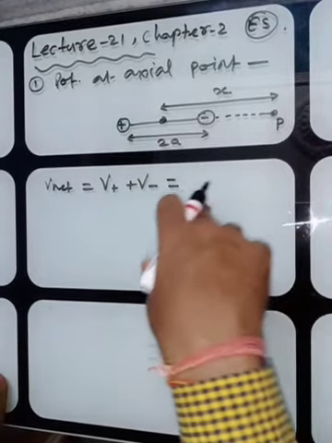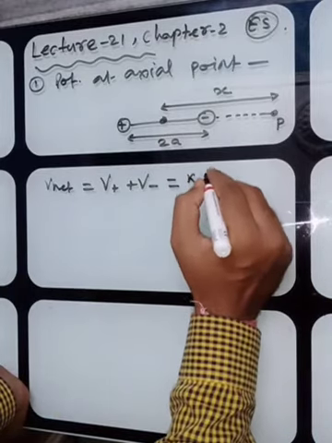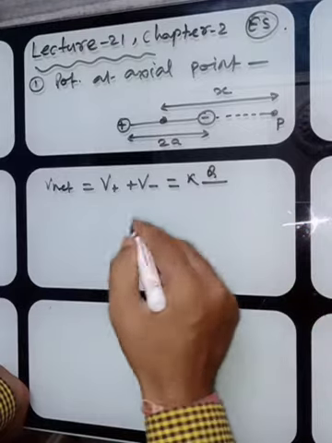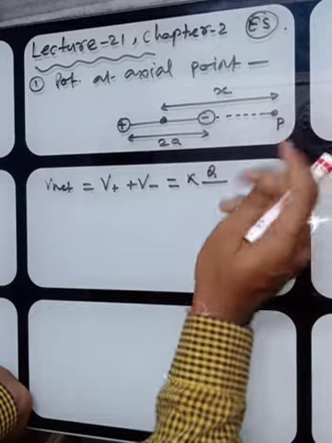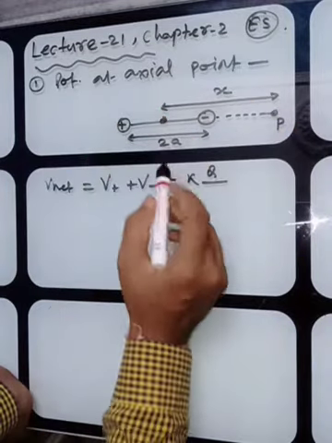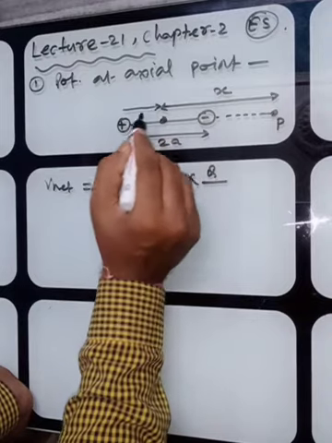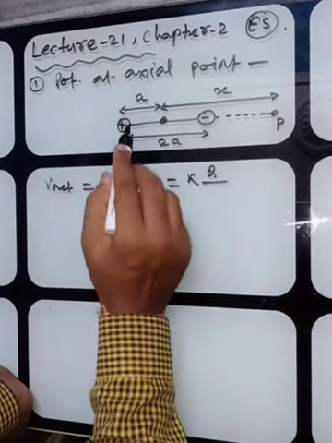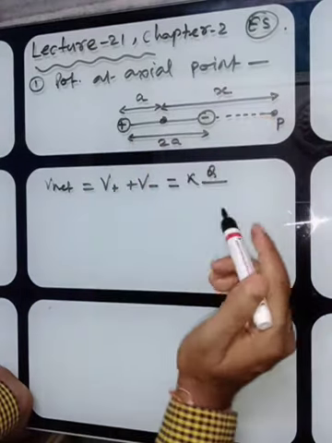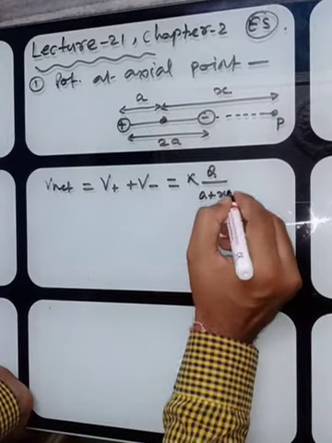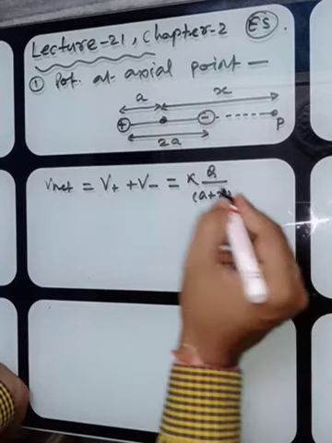Now, V positive is kQ divided by distance. For the positive charge, how far is the observation point? This is x and this is a. If the dipole length is 2a, the half distance will be a. It means from the positive charge, the observation point is a plus x away. So it is kQ by (a plus x). This is for the positive charge.